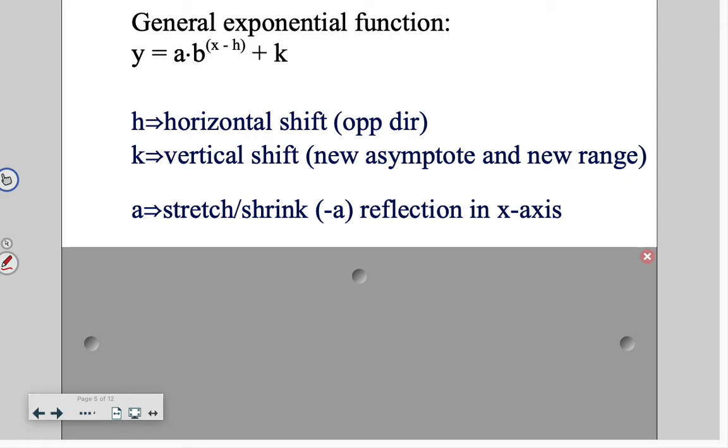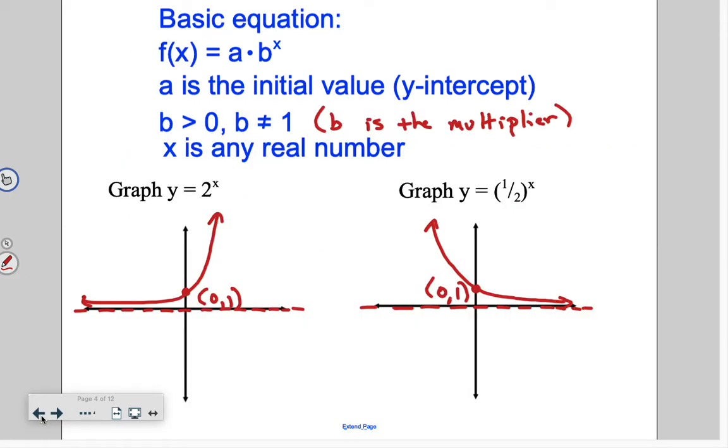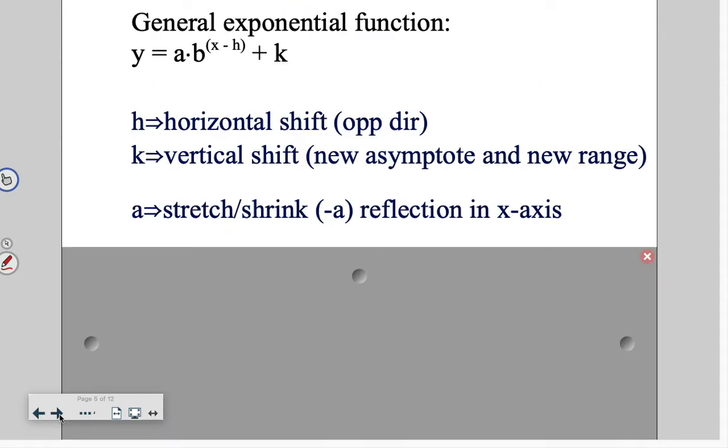So the process we're going to get into here in a second is we're going to look at the function as if it was this type of idea. A times b to the x. What's my starting function look like? And then we're going to take it and shift it. Okay, but we're going to start off with, all right, what's A, what's B? Let's focus on that and then do the shifts and stuff from there.